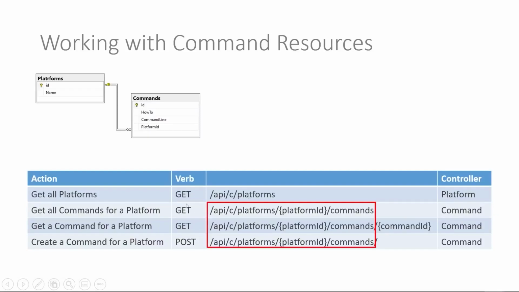You'll see in all three instances the route is exactly the same, with the exception of the second one, which has an additional parameter, the command ID. But taking that aside, all three routes are the same. So this is our controller level route: API/C/platforms, then we pass in a platform ID, which is mandatory in all cases, and then our commands resource. Just try and remember that this is the class level route that we need to put in.